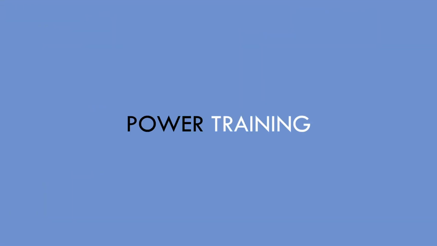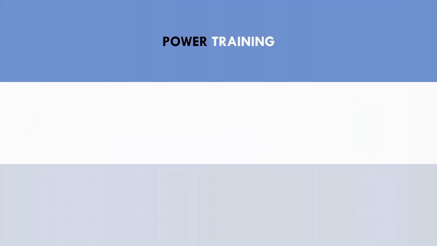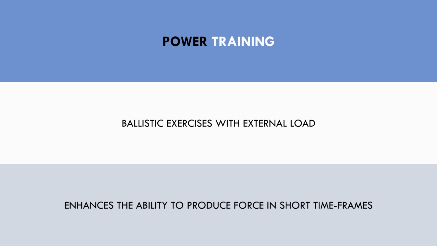Another training method that can enhance acceleration performance is power training. Power training refers to ballistic exercises using external loads. Ballistic exercises are those which involve no deceleration phase, such as jumping and throwing variations. Power training can enhance the ability to produce higher forces in short time frames. While power training doesn't use movement patterns that are specific to acceleration sprinting, we can still use power training to enhance the general ability to produce higher forces in shorter time frames.